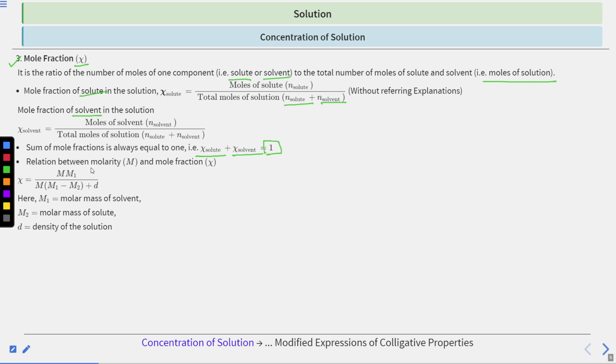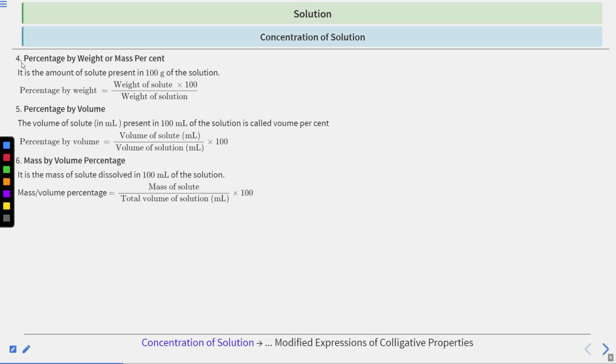The relationship between molarity and mole fraction is given by this equation, where M1 is the molar mass of solvent, M2 is the molar mass of solute, and D is density. So mole fraction is given by molarity into molar mass of solvent, divided by the molarity multiplied by the difference between the molar masses of solute and solvent, plus the density of the solution. This is the relation between molarity and mole fraction.